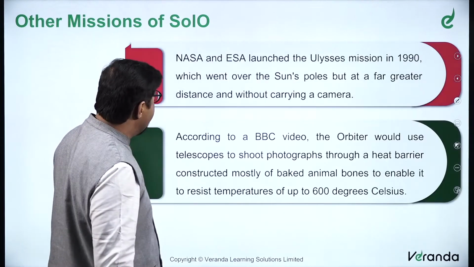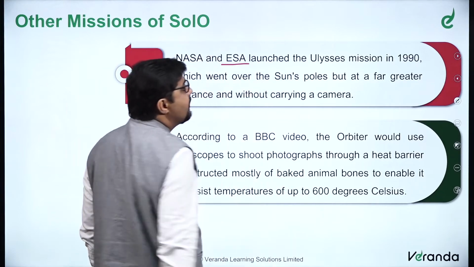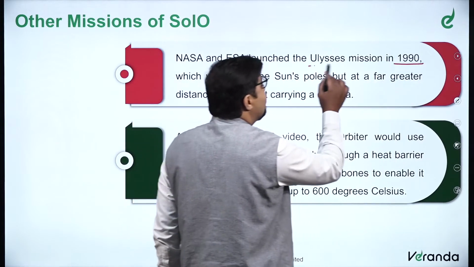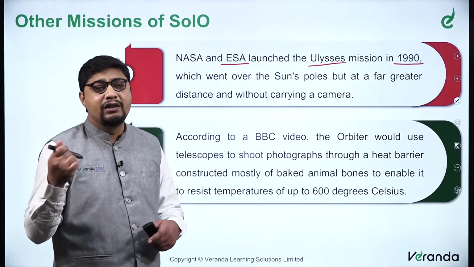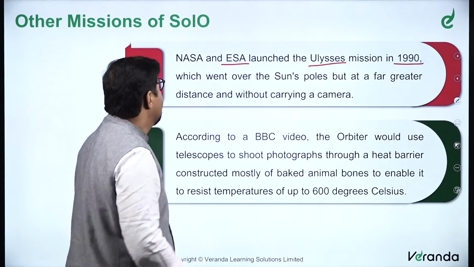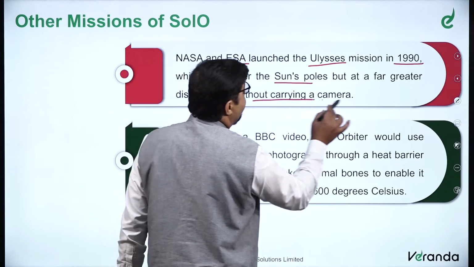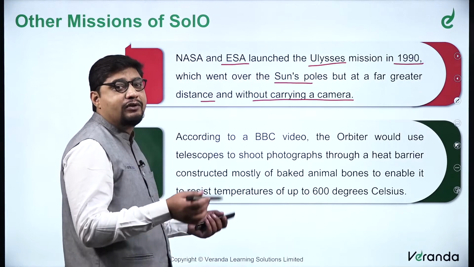Further, what are the other missions of Solar Orbiter? Now NASA and the European Space Agency launched the Ulysses mission in 1990. Again, UPSC, the majority of the times, if some mission is related to other missions in the past, they may relate it and ask a question in prelims. Ulysses went over the Sun's poles but at a far greater distance and without carrying a camera.